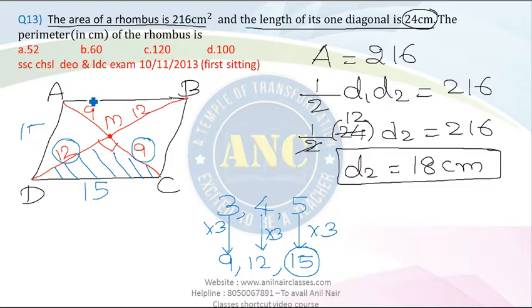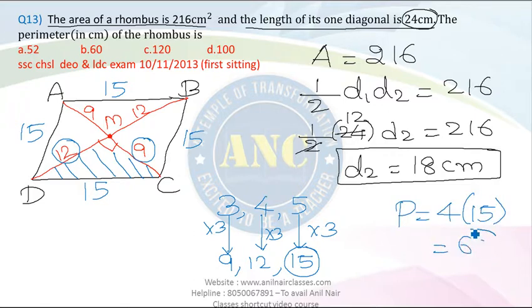So the side of the rhombus is 15. This also is 15, this is 15, BC is also 15. Perimeter is 4 times 15. Answer for this question is 60 centimeters, which is nothing but option B. Very easy once you understand it, sir.